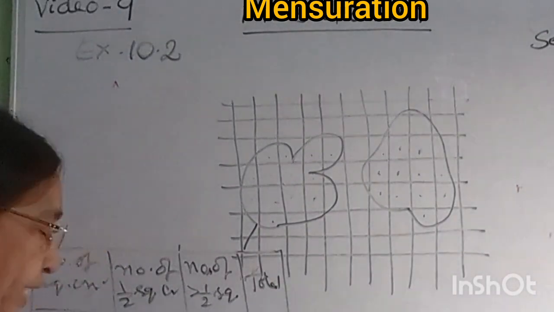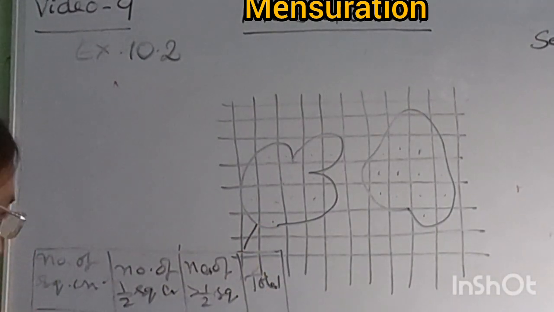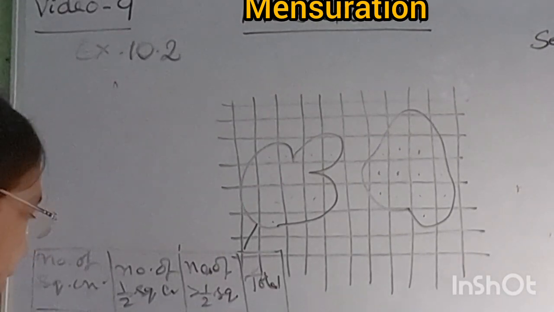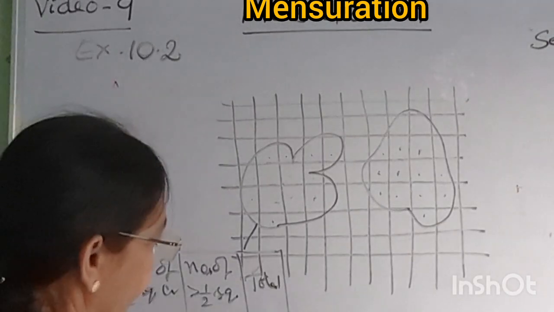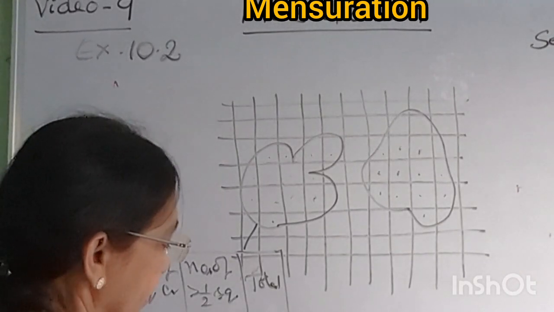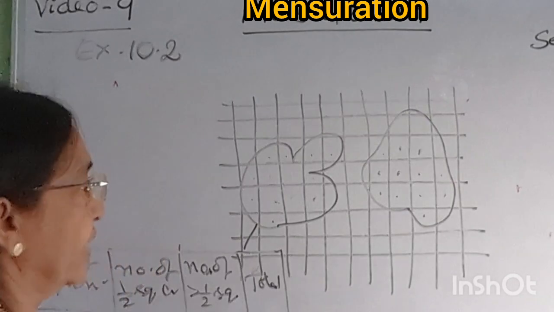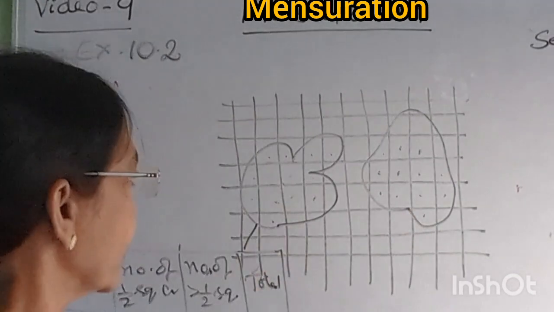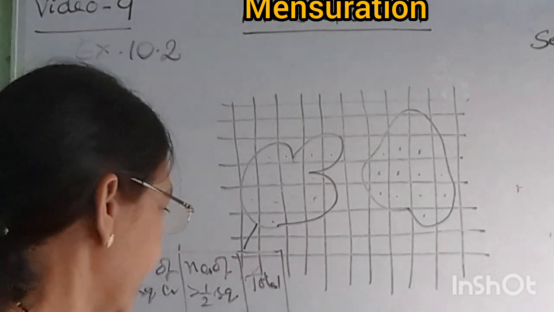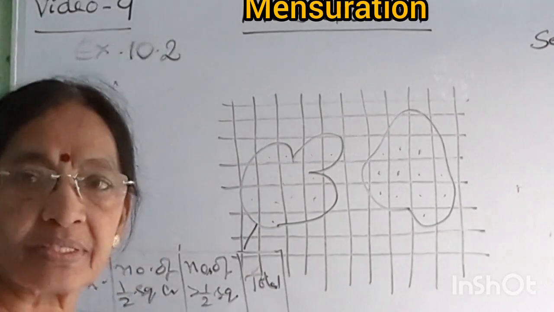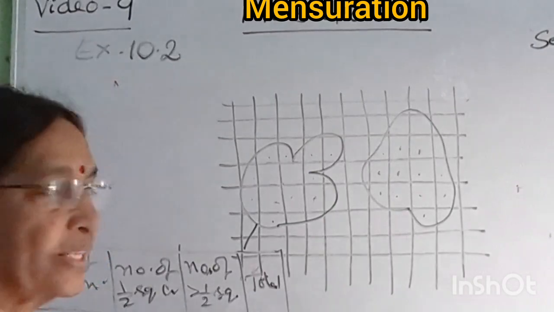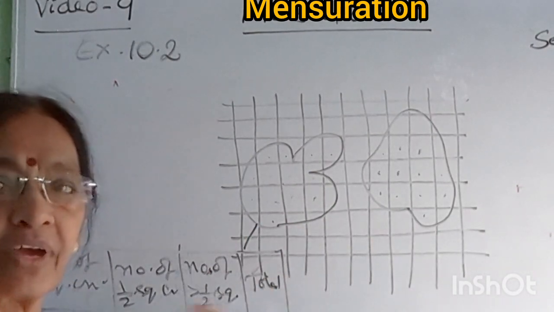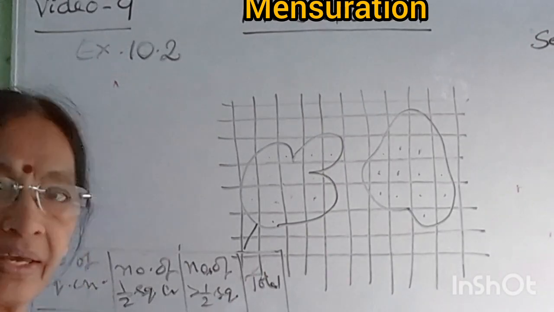Therefore, the total area of that figure is 7 square centimeters plus 6 square centimeters, 13 square centimeters, plus half. Therefore, 13 and a half square centimeters. So the areas of the two figures are approximately the same: 13 square centimeters and 13 and a half square centimeters. Thus, we can estimate the area of irregular figures or figures made up of curved surfaces on a grid paper.